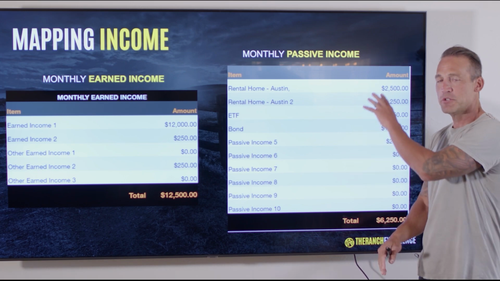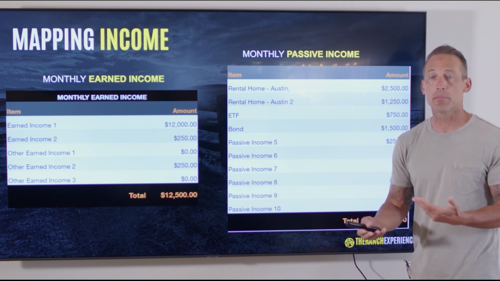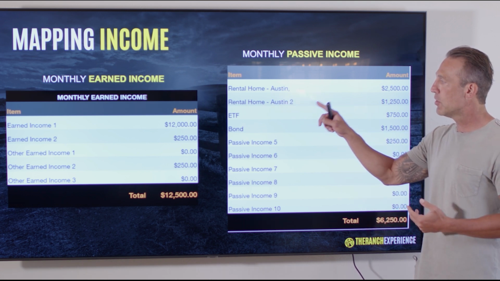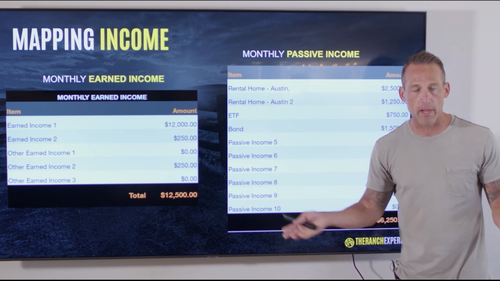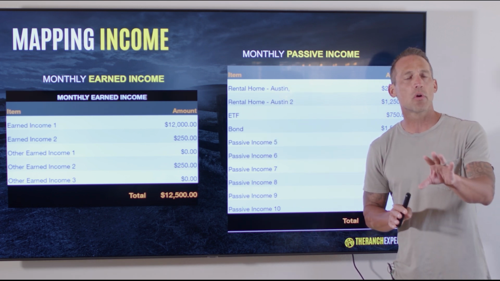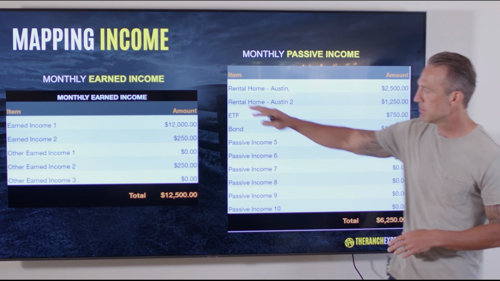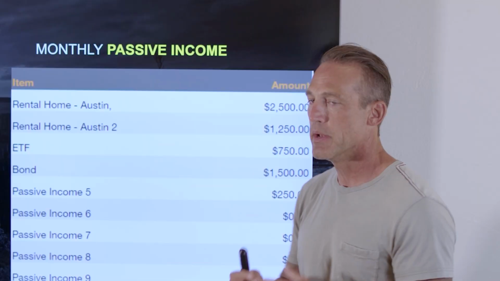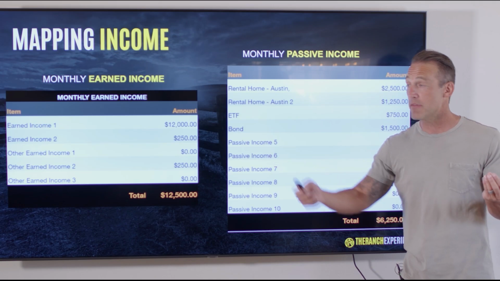And then how much passive income do I have? For some of you, it might be 0. For some of you, it might be a little bit. Passive income: I have a rental home, I have 2 rental homes, I have some bonds, some treasuries, some dividend paying stocks, whatever it is. We'll go through more ideas of passive income in a minute, but then write down your passive income, my earned income, my passive income.